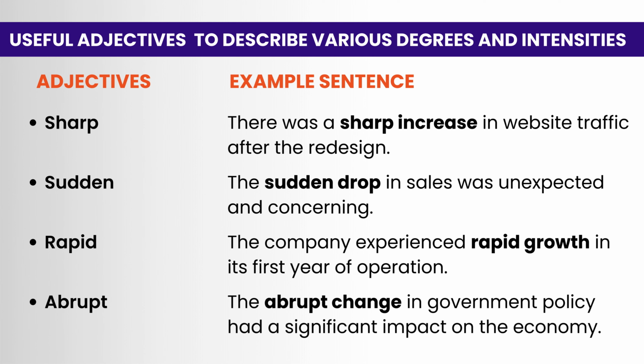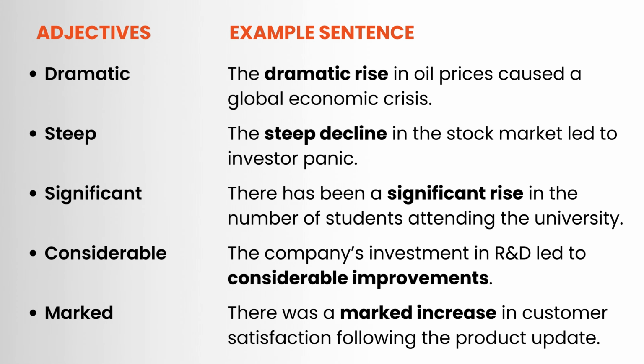Sharp. There was a sharp increase in website traffic after the redesign. Sudden. The sudden drop in sales was unexpected and concerning. Rapid. The company experienced rapid growth in its first year of operation. Abrupt. The abrupt change in government policy had a significant impact on the economy. Dramatic. The dramatic rise in oil prices caused a global economic crisis.